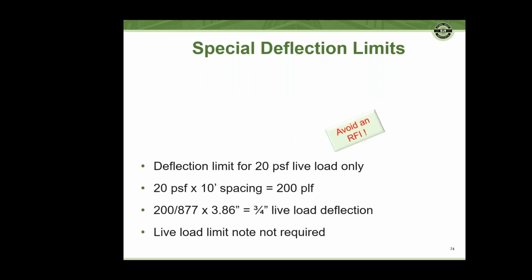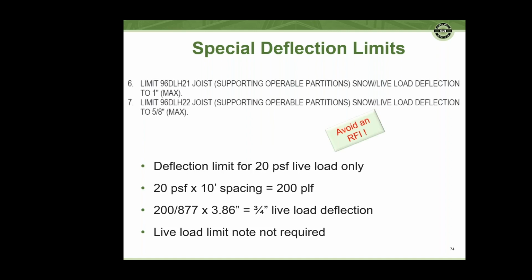But in this case, really the specifier only intended that the joists are checked for a live load of 20 PSF. So in that case, at 10 feet on center, it's only a live load of 200 PLF, which is a fraction of the live load, the L over 360 live load from the table. And if you prorate that 200 over that 877, multiplied by that L over 360, the live load deflection for 20 PSF is only 3/4 of an inch. So the live load deflection limit's actually met by the standard designation without any additional considerations. And that's a check that you can do.